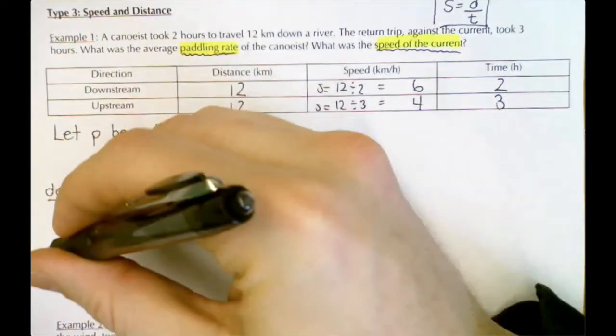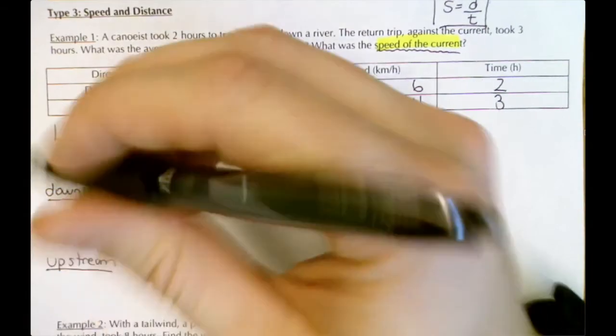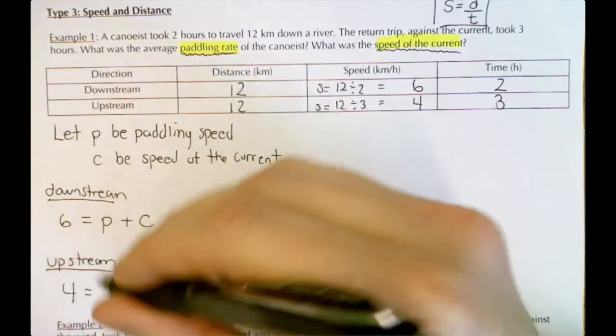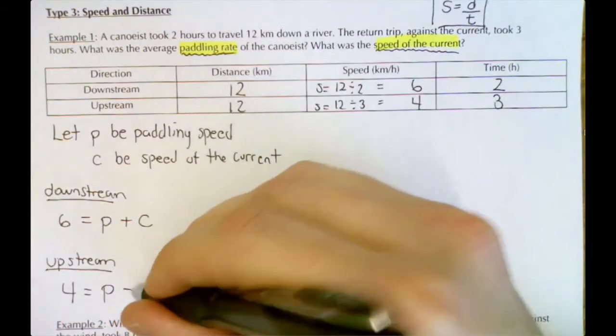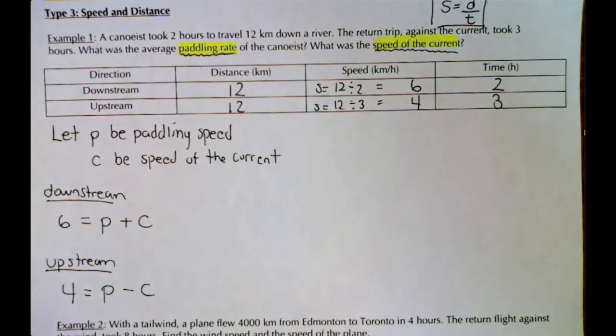Versus when you go upstream, what's happening? Well, we're going slower forward. You're still paddling, but this time the current is subtracting from your speed. You're not going as fast. So these are our 2 equations. We've got 6 equals P plus C, and 4 equals P minus C.